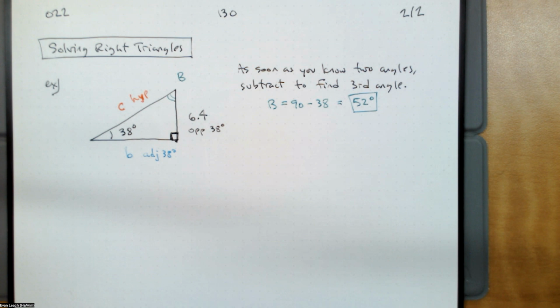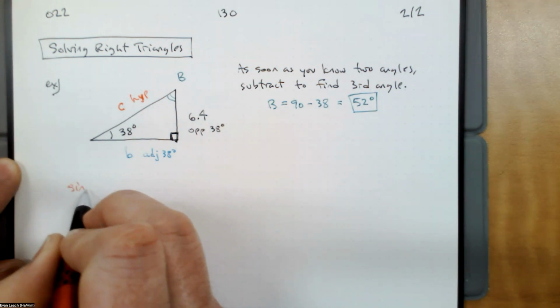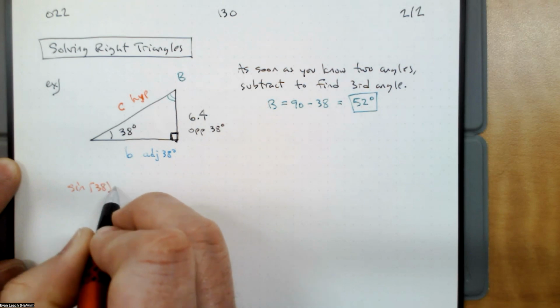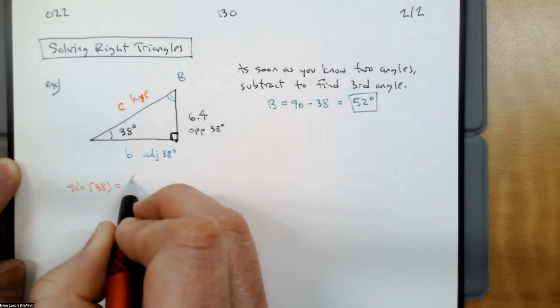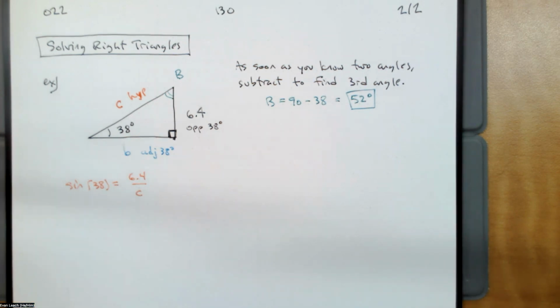38 is given, 6.4 is opposite. So I'm going to think about sine of 38 is opposite over hypotenuse. This is one of the things that I was talking about. We're trying to solve for the denominator. Sine of 38 is opposite over hypotenuse.